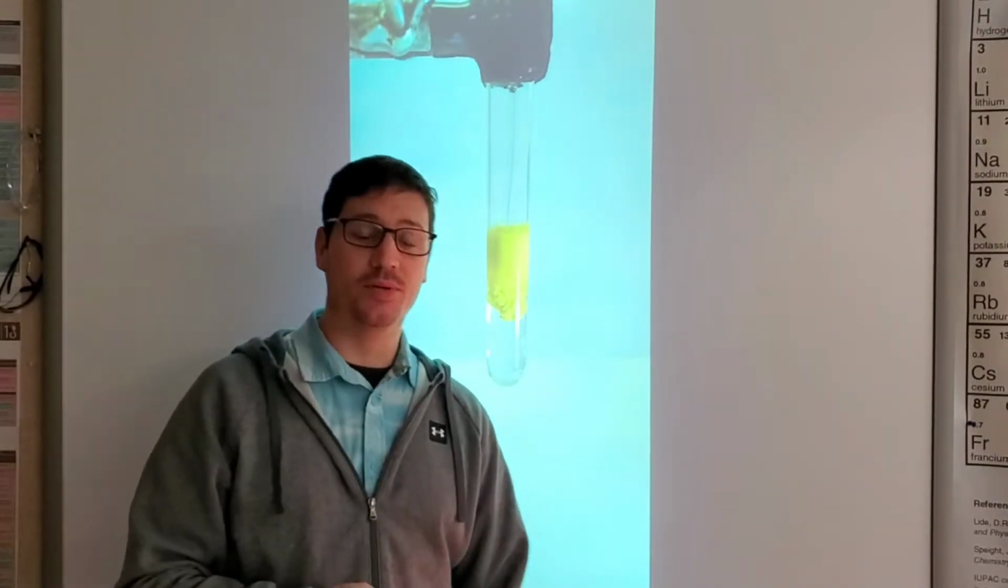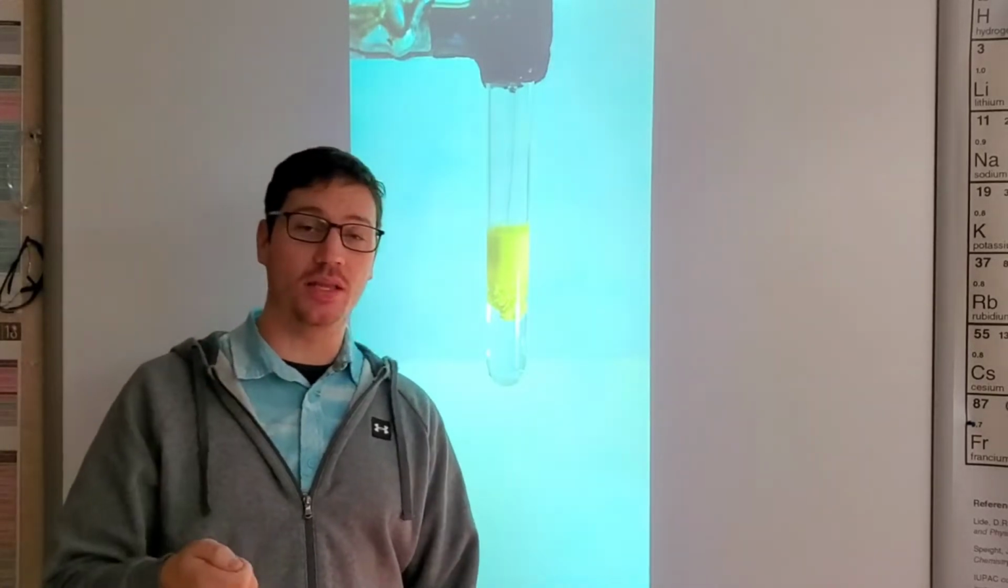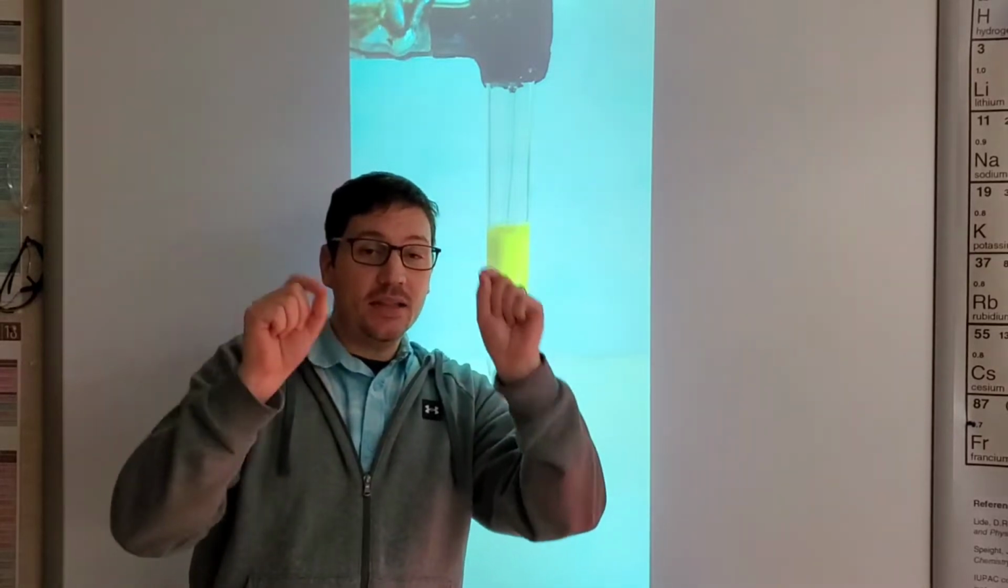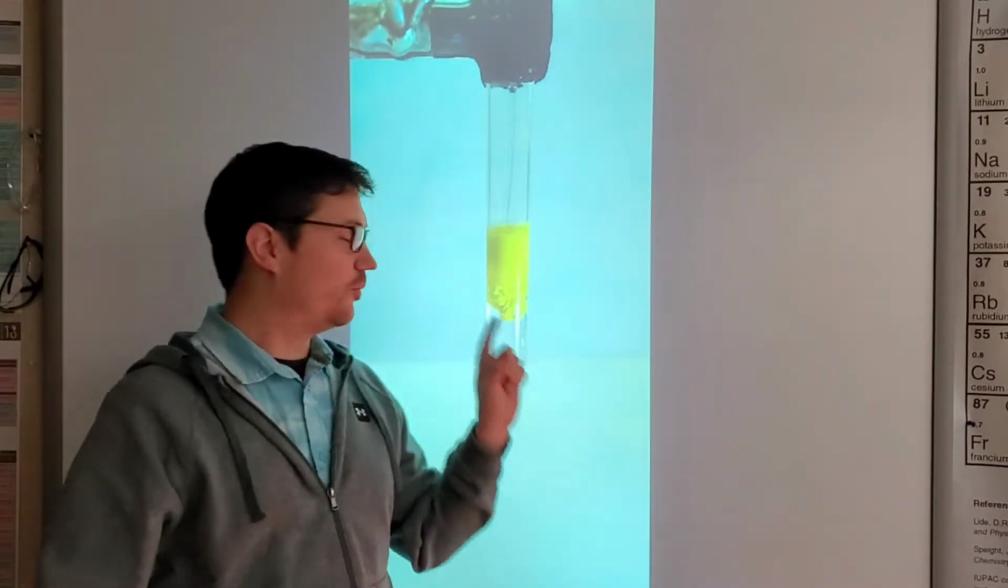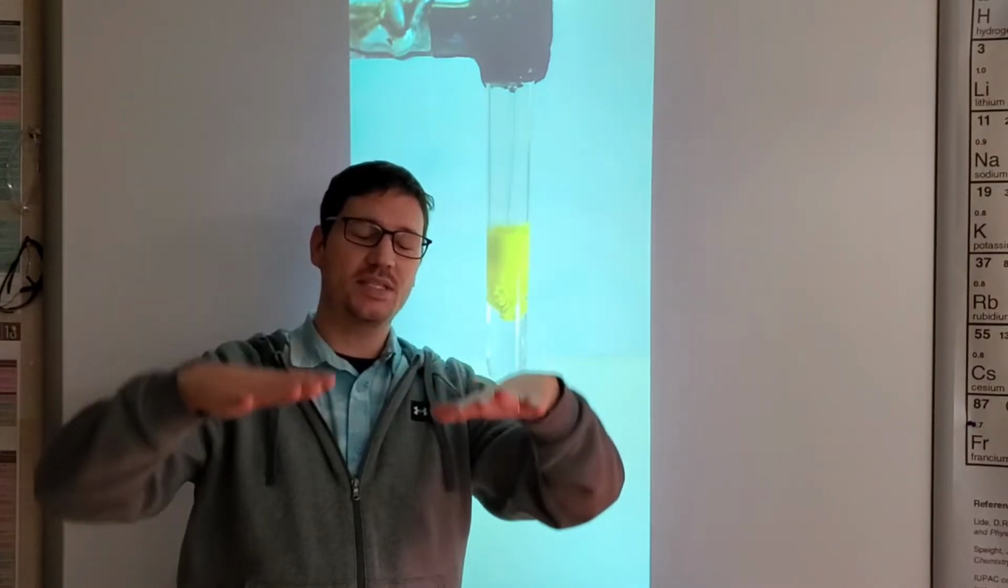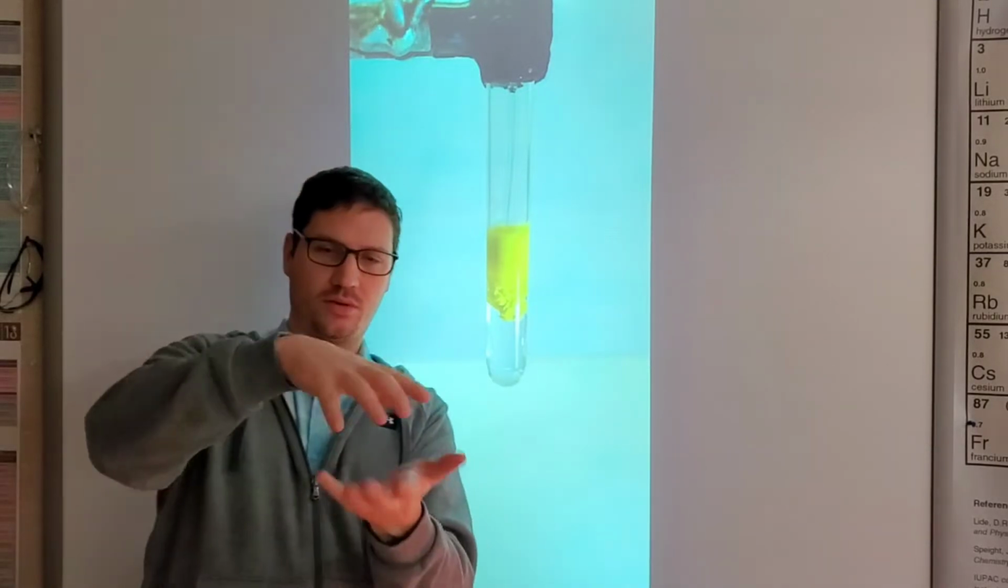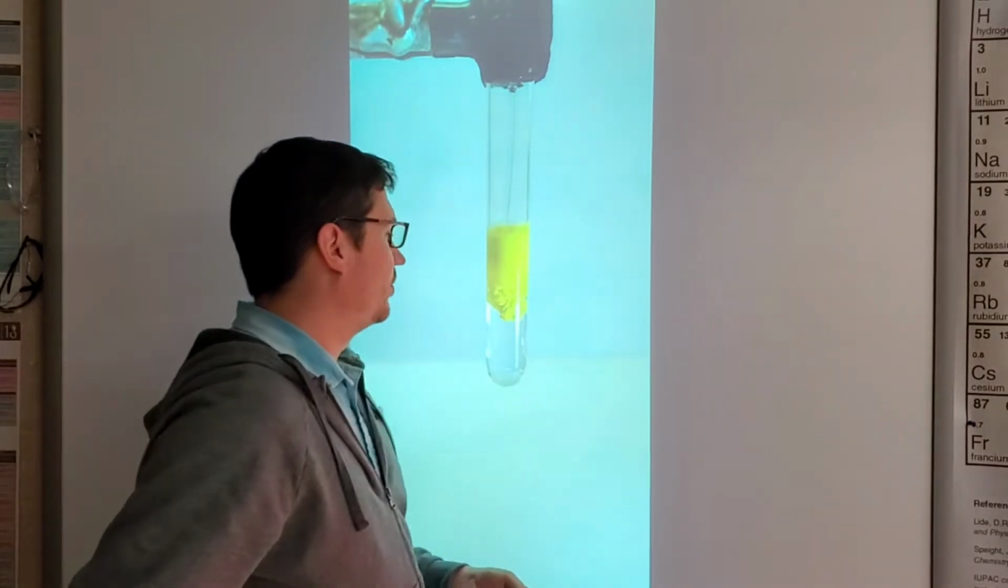And when we make a precipitate, that means we made a solid. So anytime your solution goes cloudy like this, you've made tiny little solid particles. And if we gave this solution enough time, those tiny little solid particles would settle down at the bottom of the test tube, and you would have a bunch of clumpy yellow solid at the bottom.